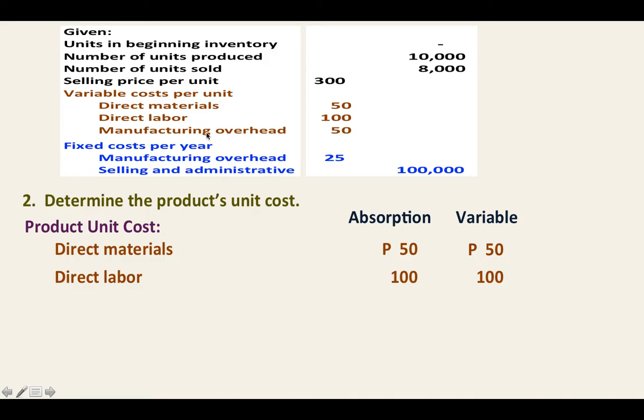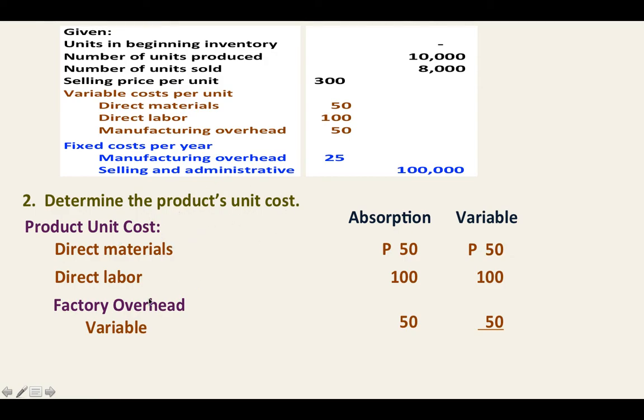Manufacturing overhead na variable, okay? Or factory overhead na variable. This is synonymous class, ha? Manufacturing overhead, factory overhead, they are the same. Okay, it's 50. So, dahil variable siya, nandiyan din siya sa variable. Okay. Ano pa isasama natin? Class, hinihingi lang dito products unit cost.